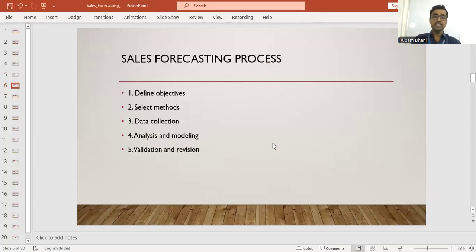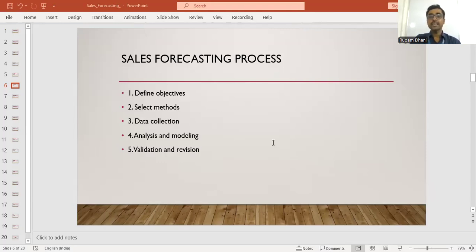Next is about the sales forecasting process, because the process is very important, without which you cannot do sales forecasting. So the sales forecasting process is a systematic approach involving several key steps. The first step is we have to define our objectives: what exactly are we trying to forecast and why? Next, we have to select the appropriate methods based on our objectives and available data. This is followed by data collection, gathering all relevant historical and current information. Then comes analysis and modeling, in which we apply our chosen forecasting techniques.